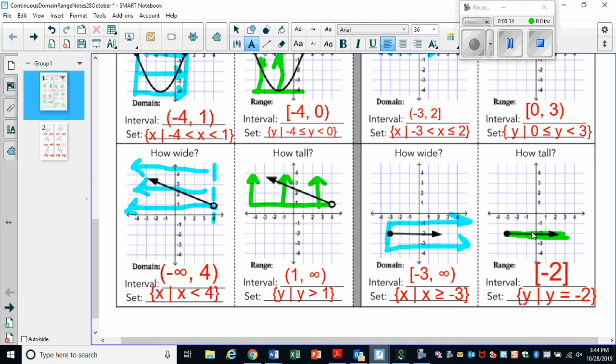Now our range, since it's a single line, will just be y equals -2, because throughout the whole time that line goes forever and ever to the right from -3, the only value in the range would be y equals -2. So our interval in this case is just -2, a single value. It touches only -2, so we're going to have closed brackets, but only for -2.